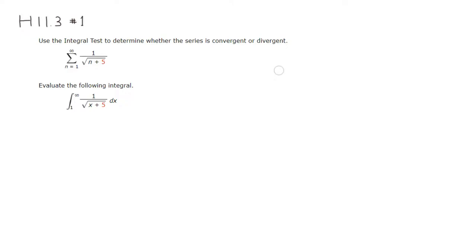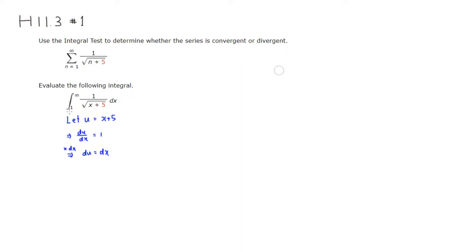First thing I would do is a substitution. I'm going to let u be x plus 5. Then we go through the usual drill: take the derivative of u with respect to x, which is simply 1. Multiplying through by dx, we get that du is equal to dx, so we can use du and dx interchangeably.